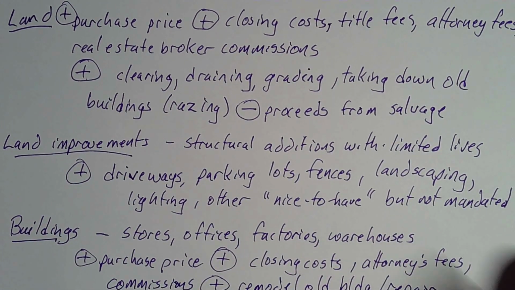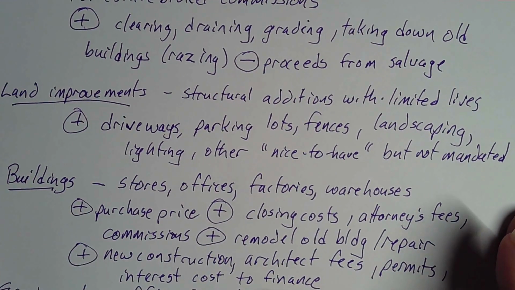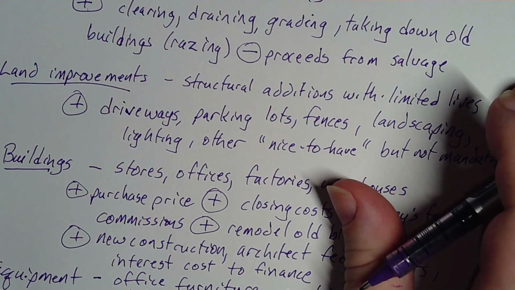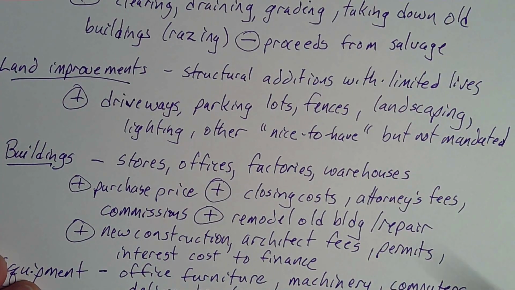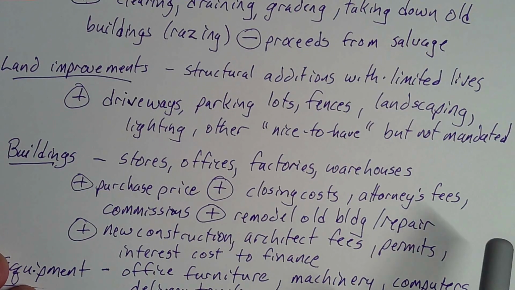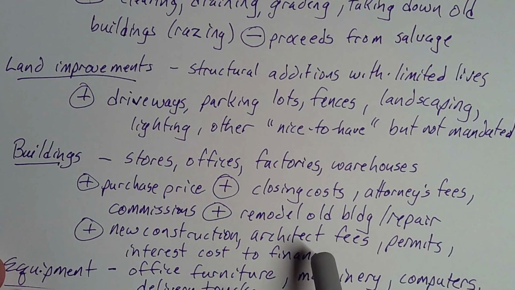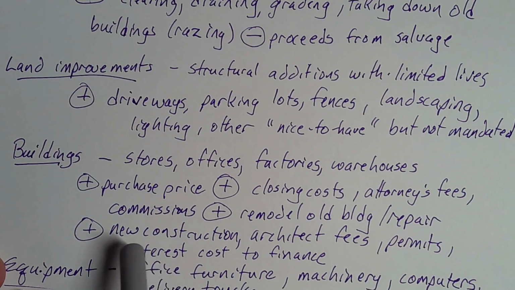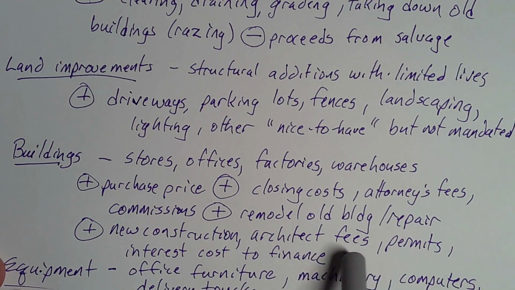How about buildings? Well, stores, offices, factories, warehouses. Of course, always the purchase price, closing costs, attorney's fees, commissions, anything necessary to close the transaction for the business. If it's an older building and we're remodeling or repairing it in order to make it fit for our use, that would be part of the building cost. If it's a new construction, architect fees, permits, and even the interest cost to finance the construction would be part of the cost that goes into the building.